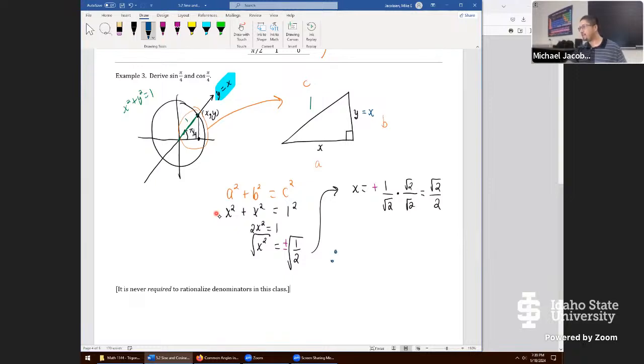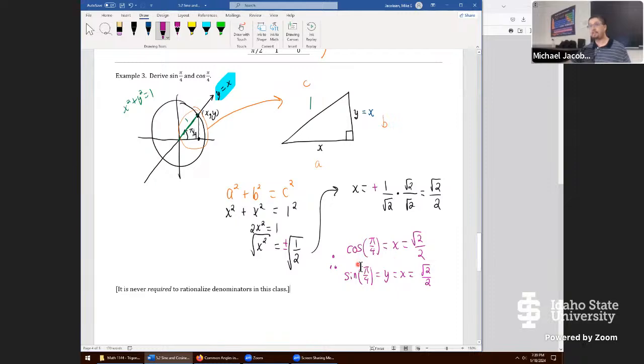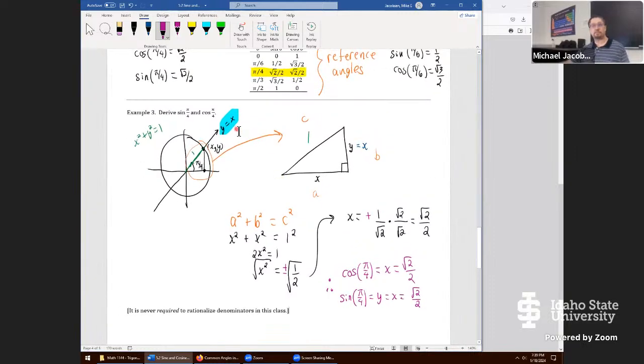So we can say here, therefore, let me choose a different color. Therefore, cosine at the input of pi over 4, which is x, but x was found to be root 2 over 2. Likewise, sine at pi over 4. Well, that's always the second coordinate y. We never want to forget that, but this was a special diagram at that 45-degree line where y is x, and it's back to root 2 over 2. So that's a kind of an interesting angle, pi over 4. At pi over 4, because y equals x, sine and cosine output the same exact result, root 2 over 2. And that was our derivation.